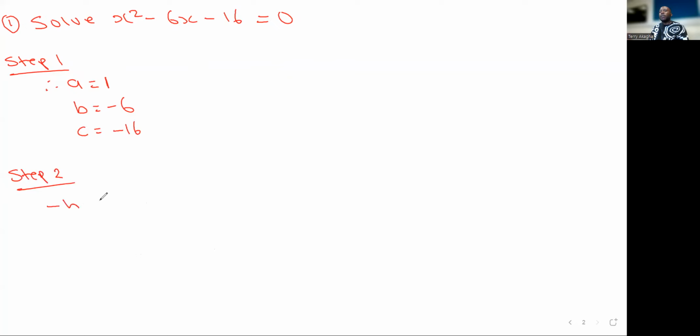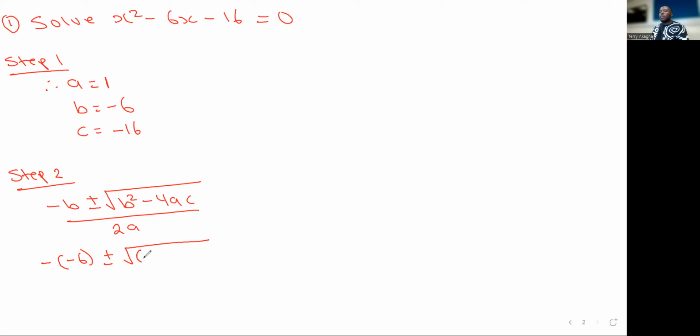The formula is -b plus or minus square root of b squared minus 4ac divided by what? 2a. So that will give us minus, b is -6, are you seeing it? Plus or minus square root of, what's my b? It's going to be -6 all squared minus 4 times my a is 1 times my c is minus what? 16 divided by 2a. Okay? Then we're done with that.